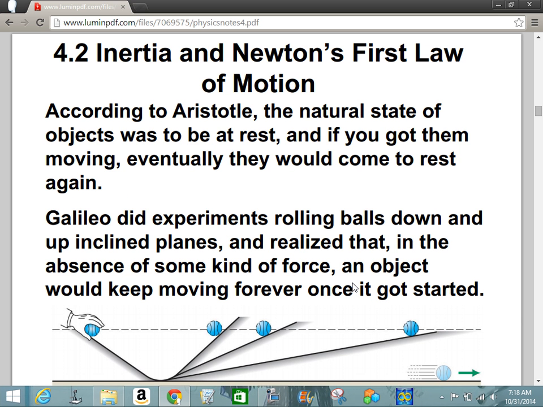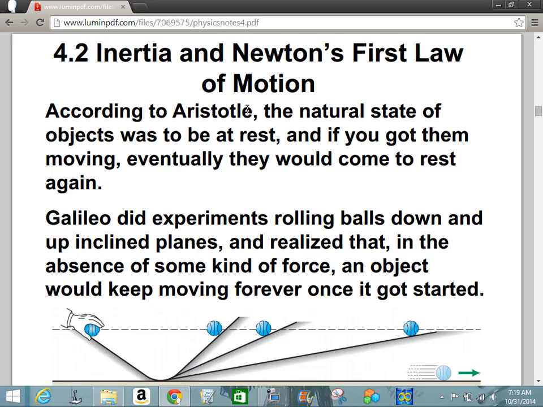For 4.2, inertia and Newton's first law of motion is based on force to some degree. According to Aristotle, the natural state of objects was to be at rest, and if you got them moving, eventually they would come to rest again. Well, that was his understanding on Earth, and he didn't really think about gravity restricting motion. Galileo did some experiments by rolling balls down inclined planes and realized that in the absence of some kind of force, the object would keep moving forever once it got started. So basically, Aristotle's belief was based on friction and gravity.